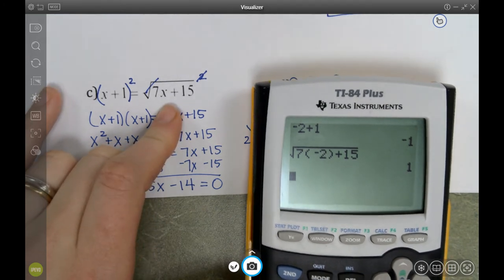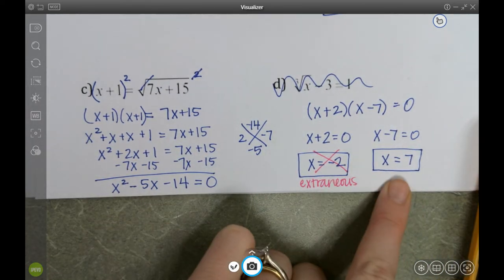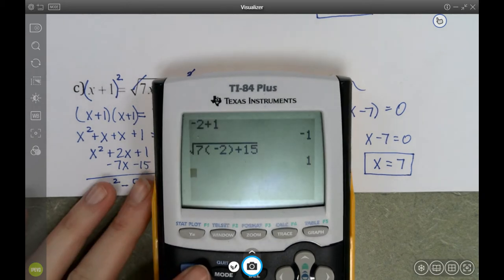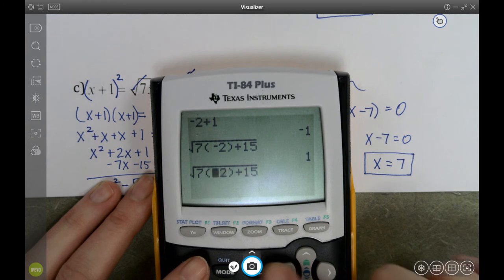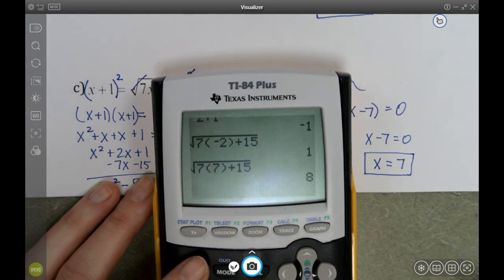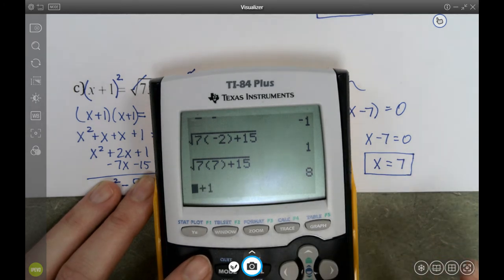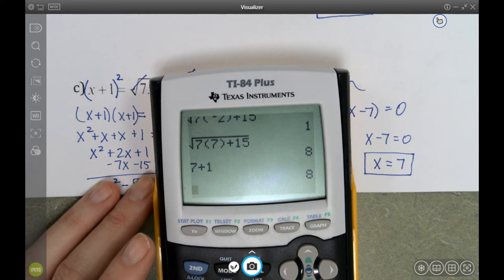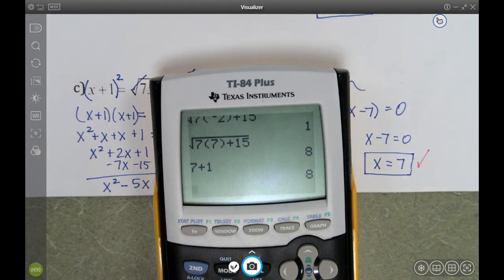I get it. Okay. All right, so negative 2 did not work. It was extraneous. Now we have to check 7. Remember, if you do second enter, it retypes it for you. Yes, 7 does work. So do you see why I make you check your answers?